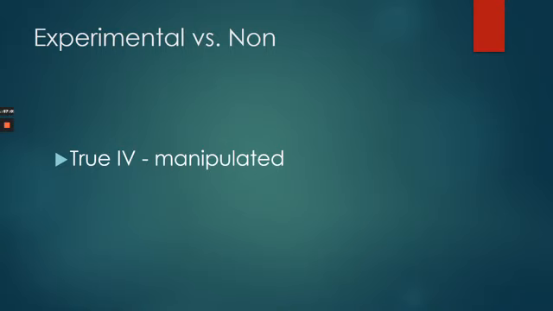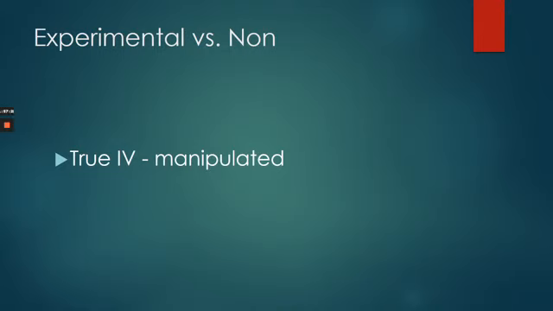If my study is well conducted and the average attraction rating for the red group is greater than that for the blue group, then there's some evidence that red causes more attraction. So that's a true IV, where we're manipulating something to see if it changes the outcome, the DV, dependent variable. Obviously, non-experimental research does not have a true IV.